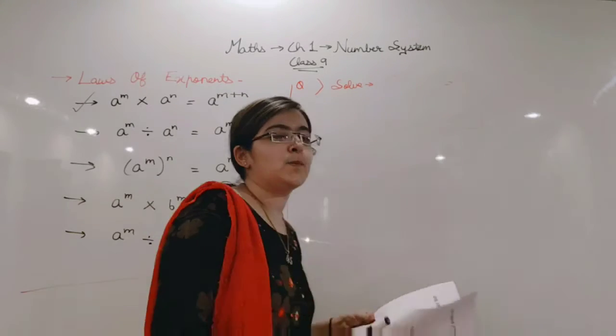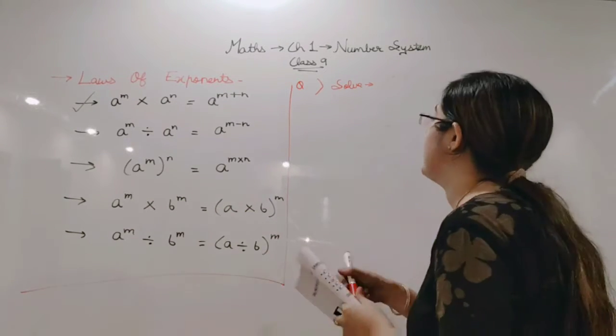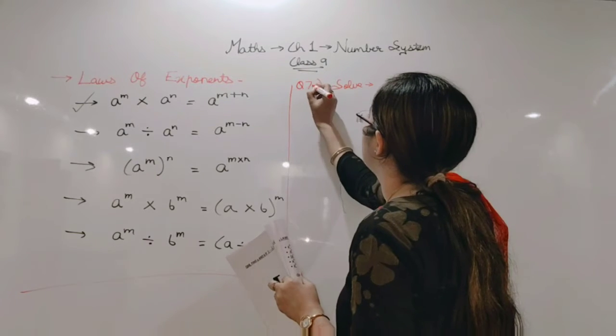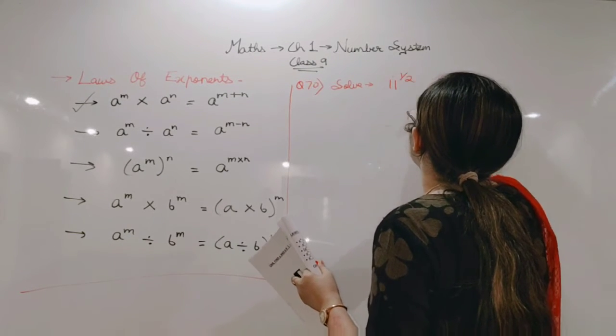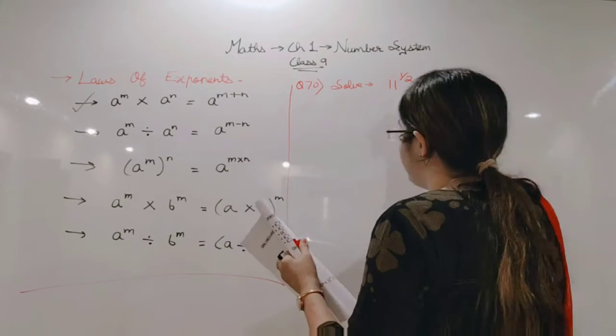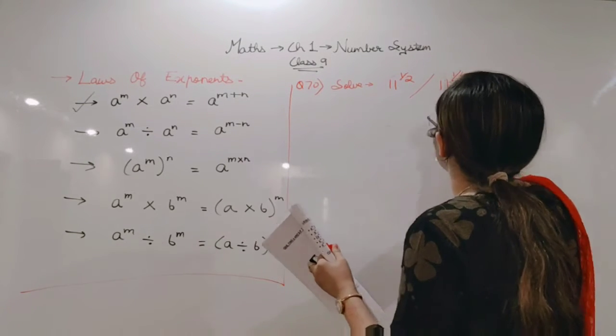Now students, see question number 70. Your question number 70 is: solve 11 to the power 1 by 2 divided by 11 to the power 1 by 4.